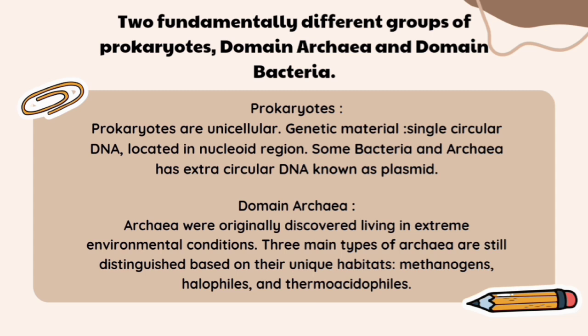There are two fundamentally different groups of prokaryotes, that is domain Archaea and domain Bacteria. Prokaryotes are unicellular. Their genetic material is a single circular DNA located in the nuclear region. Some bacteria and archaea have extrachromosomal DNA known as plasmid. Domain Archaea were originally discovered living in extreme environmental conditions. Three main types of archaea are still distinguished based on their unique habitats, that is methanogens, halophiles, and thermoacidophiles.